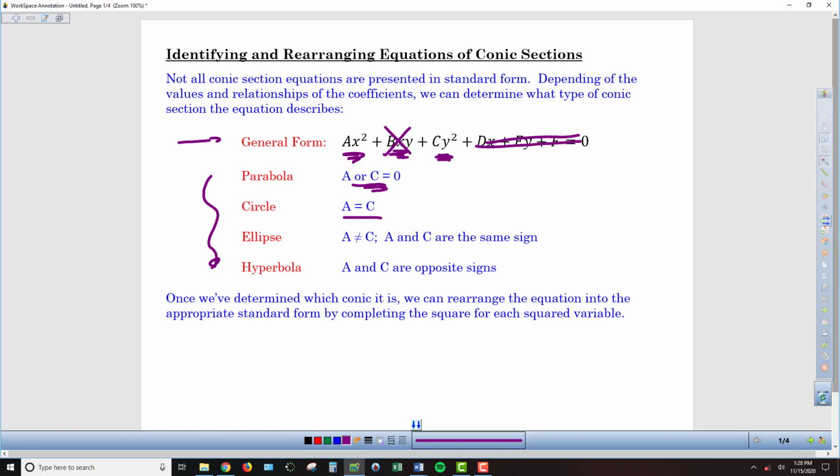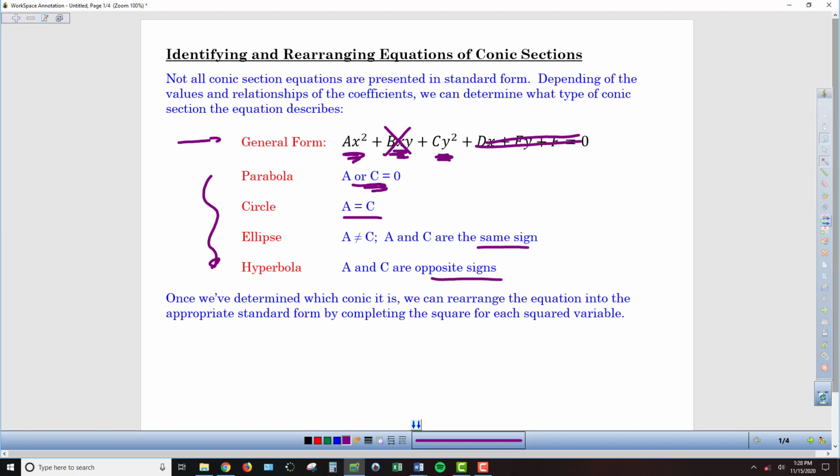If the two coefficients are different numbers, but they are the same positive or negative sign, like 6x squared plus 3y squared, or negative 2x squared minus 3y squared, as long as a and c are the same sign, even if they're not the same number, then it's an ellipse. If they're the same number and the same sign, then it's a circle. And finally, if a and c are opposite signs, then it's going to be a hyperbola. When we think about the equation of a hyperbola, of course, it's based off the subtraction of the x squared and y squared pieces of the equation.